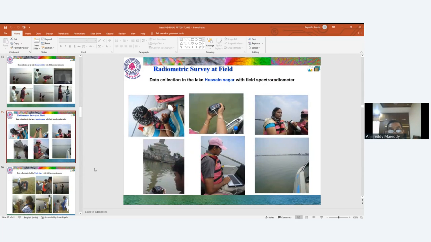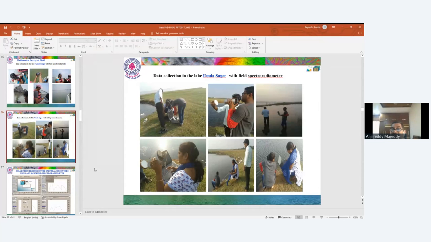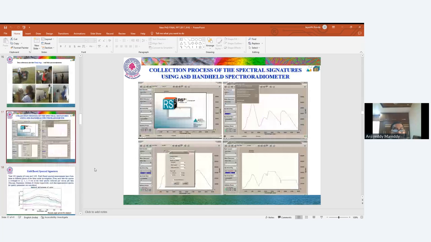Now, this is also, again, field data. This is Hussain Sagar Lake, where she collected the samples with the spectral radiometer. Remember, this data can be correlated with Hyperion onboard satellite. Data collection in Umda Sagar Lake, field spectral radiometer, and she took four different lakes under different environmental conditions, and the collection process of the spectral signatures using handheld spectral radiometer.